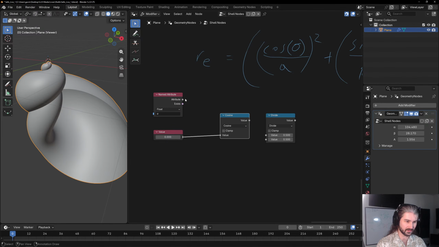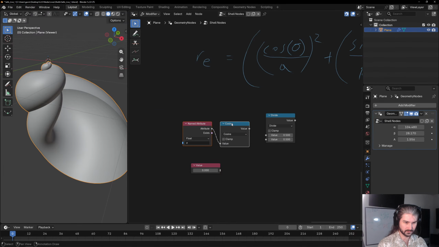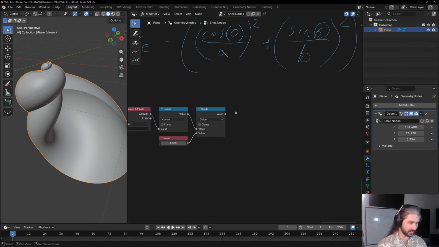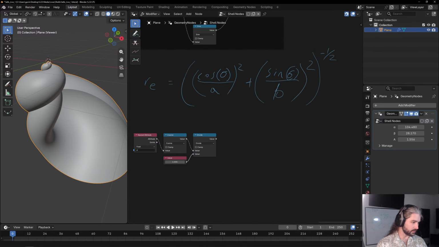So we're going to take cosine of sigma, all of that divided by a. We're going to set that to 1 for a moment. We'll make it an input in a second. I don't think you want, that's 1 over square root.